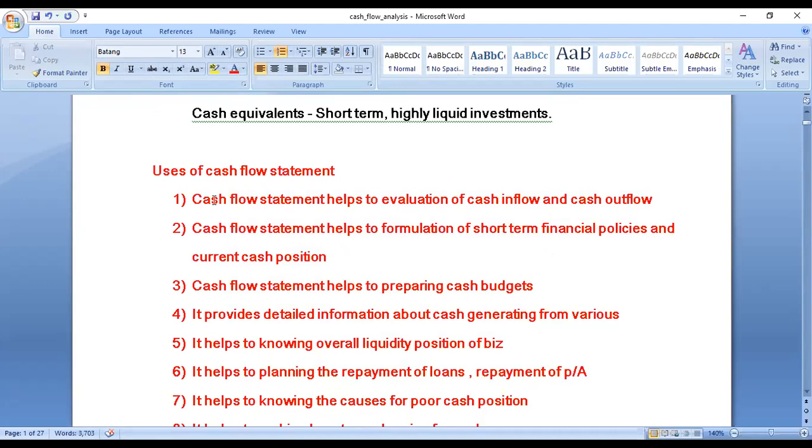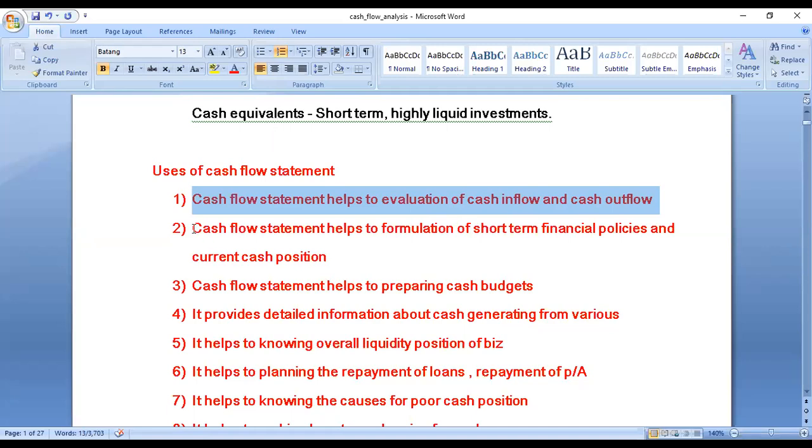The uses or benefits of cash flow statement. Under that, the first one is that cash flow statement helps in evaluation of cash inflow and cash outflow. My dear student, it always helps an enterprise to evaluate, that means valuation of cash inflow. What cash comes into the organization through the resources, or what cash we spend on the activities of the organization, we should evaluate. Evaluation is nothing but valuation. We do proper valuation of cash inflow and cash outflow through the cash flow statement, my dears.